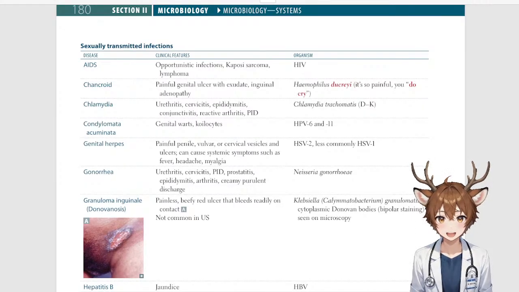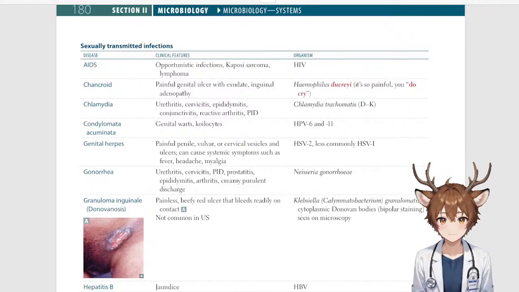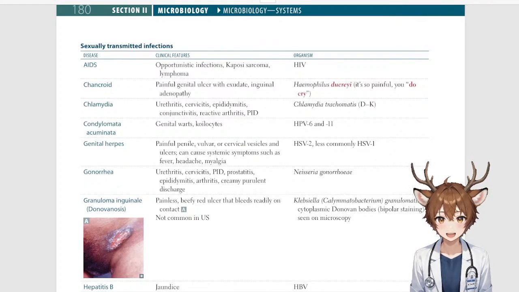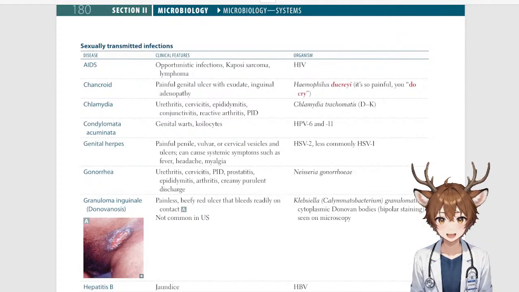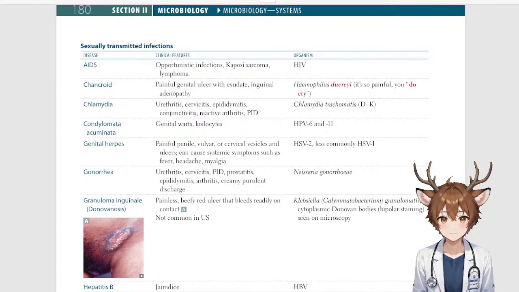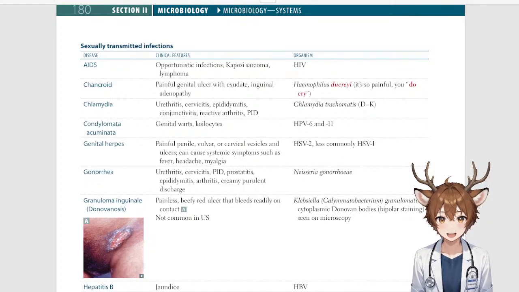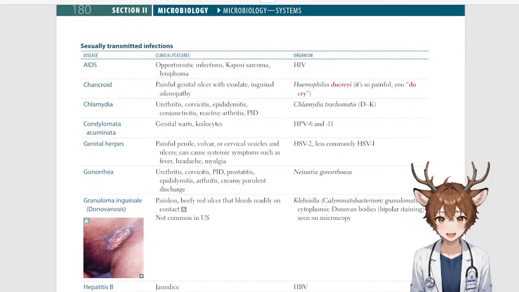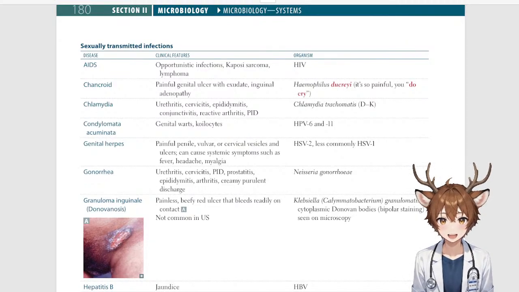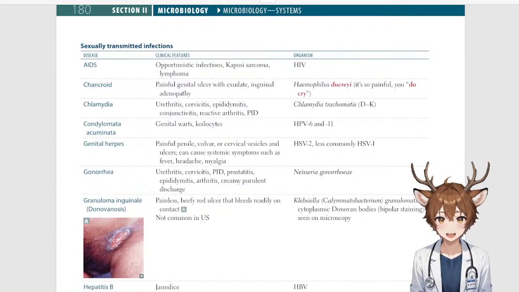Sexually transmitted infections. The disease, clinical features, and the pathogen. So the disease, AIDS. I'm not sure if you've heard of that one before. AIDS, features would be opportunistic infections, Kaposi sarcoma, lymphoma. Its pathogen would be HIV. You probably have heard of that one before. Chancroid. What causes it? It's a painful genital ulcer with exudate and inguinal adenopathy. Again, painful chancroid caused by Haemophilus ducreyi.